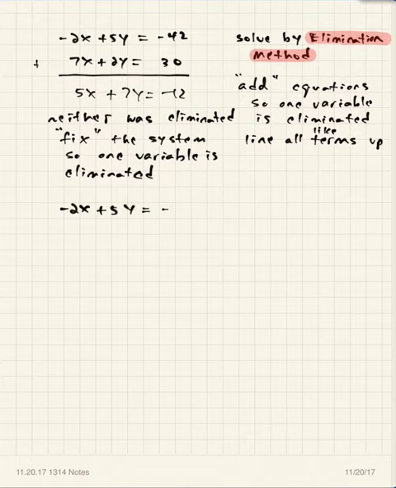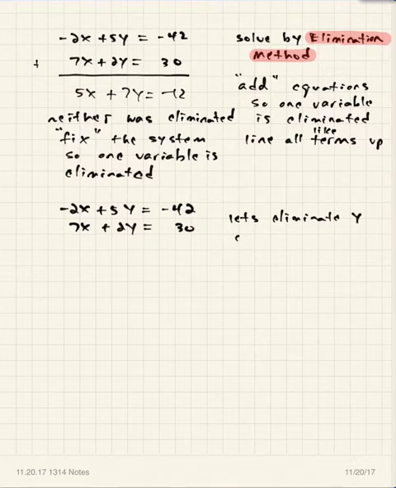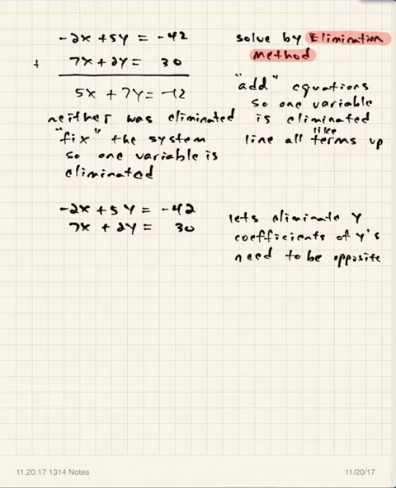So first of all, you pick the variable you're trying to eliminate. So in this problem, let me eliminate y. Okay, so let's eliminate y. So to eliminate the y, you need the coefficients of the y's to be opposites. So how do I do that?